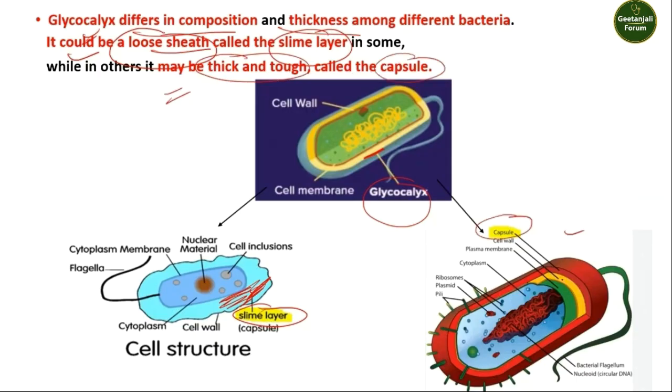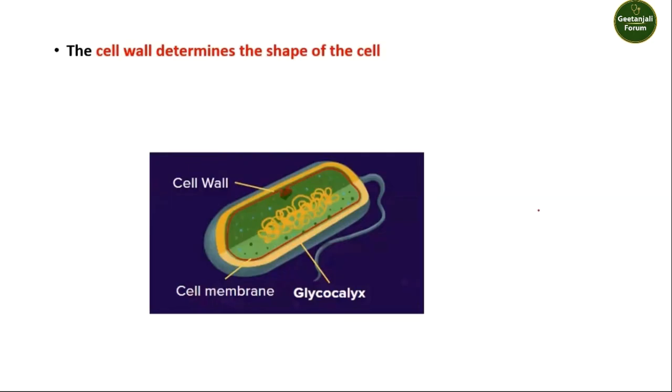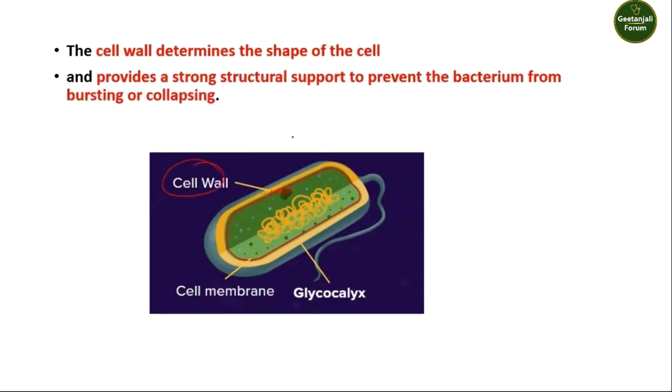For example, in this bacteria, this is the outer layer, this red colored layer. This is capsule and this is glycocalyx. Thus, glycocalyx is found in different forms like slime layer in this bacteria and in other bacteria in the form of capsule. Now the cell wall determines the shape of the cell. The layer inside the glycocalyx is the cell wall. This cell wall decides what will be the shape of the bacteria. It gives strength to the bacteria. So it provides strong structural support to the bacteria so that the bacteria doesn't burst or collapse.